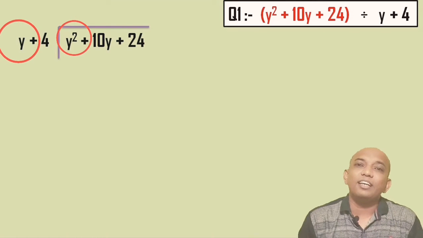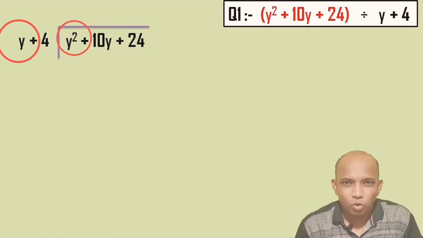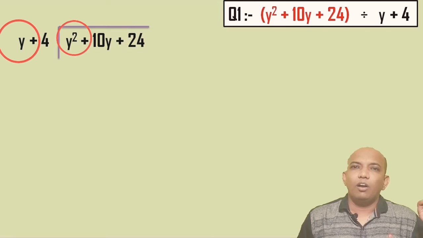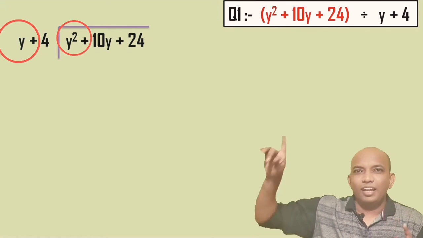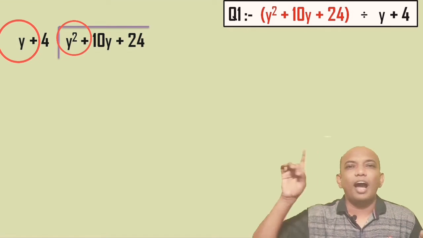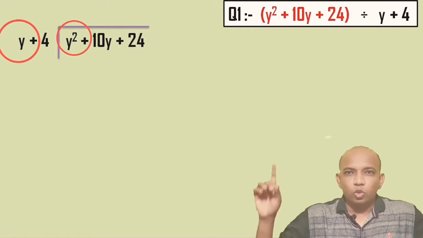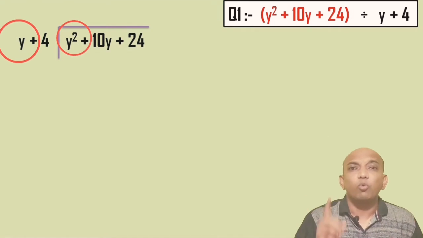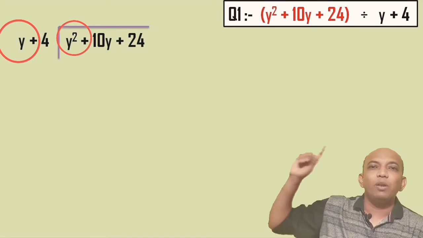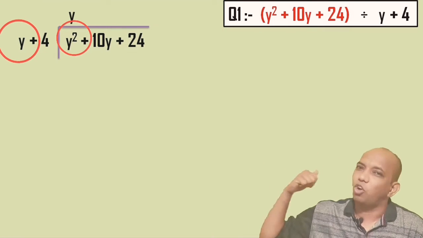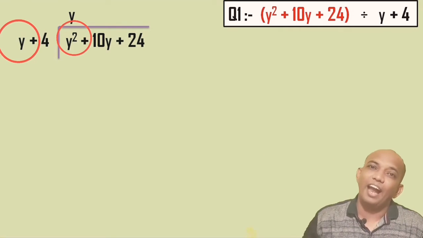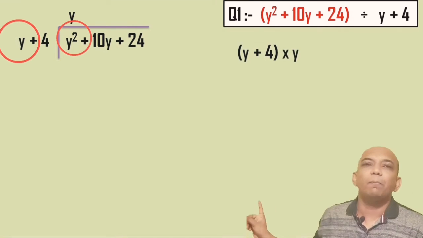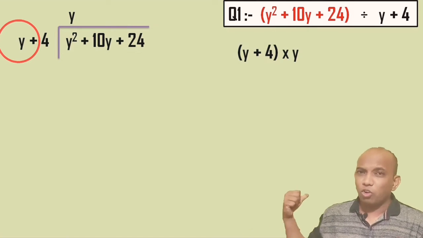Now consider the latter part, the power part. The variable in the divisor has power 1. In the dividend, the first term has power 2, right? So how much is the difference? There is a difference of 1, so y will be written in the quotient, the way you are looking on the screen. Now that y in the quotient and y plus 4 will be multiplied with each other, the way you are looking on the screen.